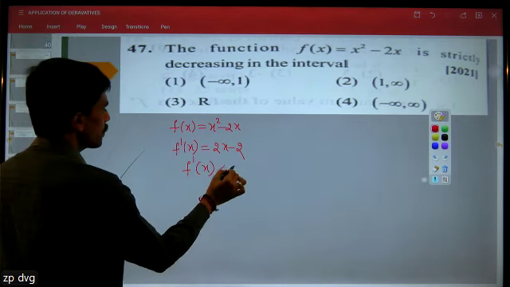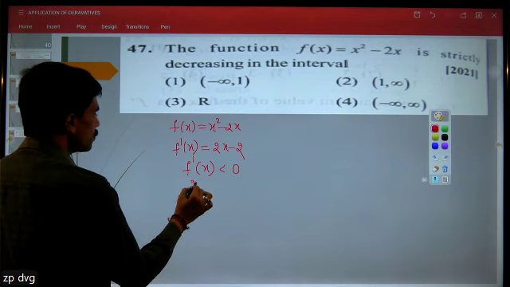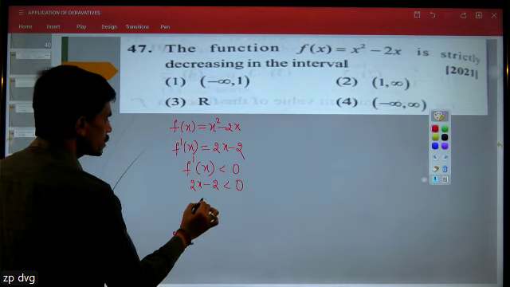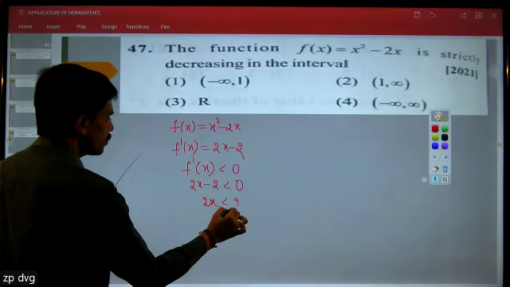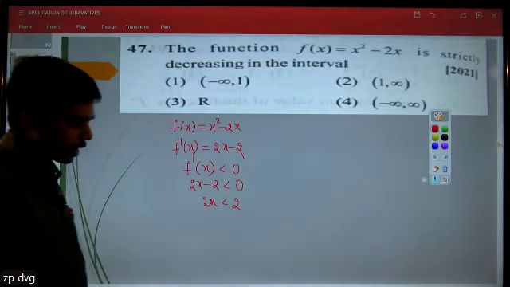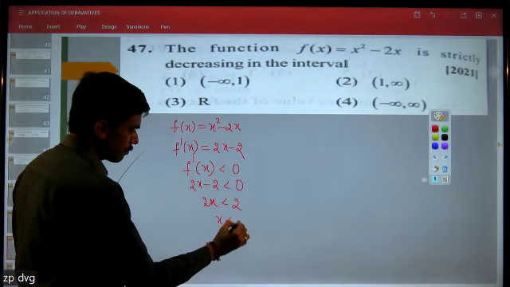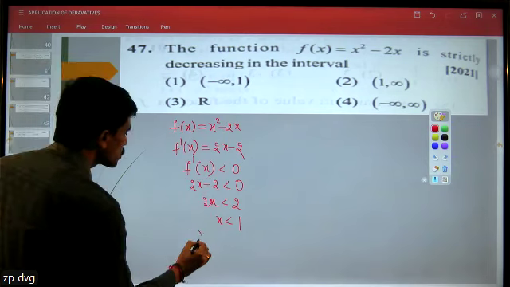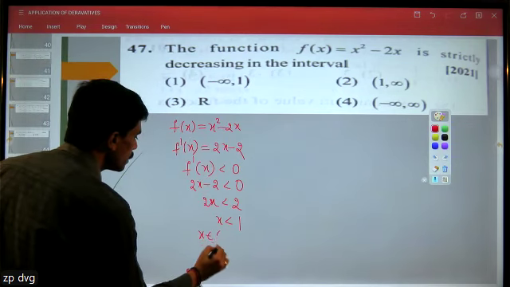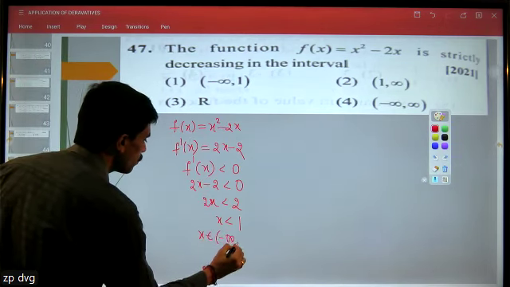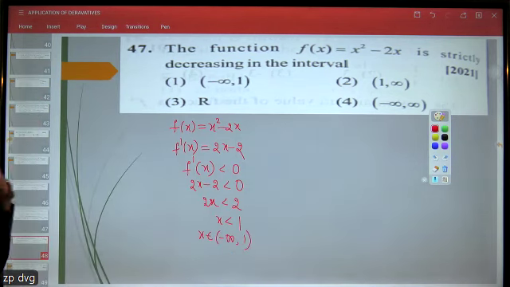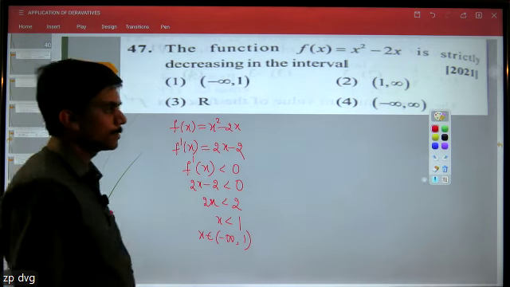That's why we have to take f dash of x less than 0: 2x minus 2 less than 0, then 2x is less than 2. If we divide both sides by 2, we get x less than 1. So when x is less than 1, x belongs to the open interval minus infinity comma 1. So the correct answer is the first option, open interval minus infinity comma 1.